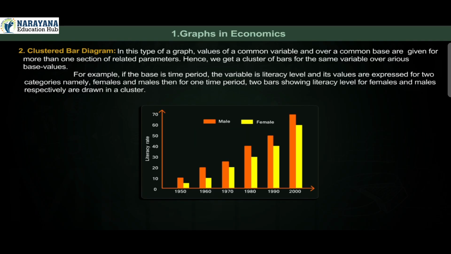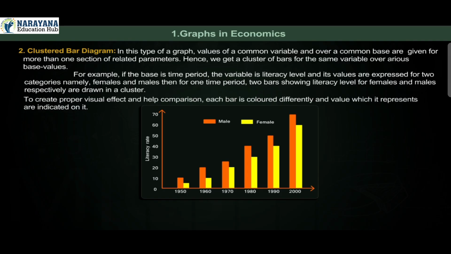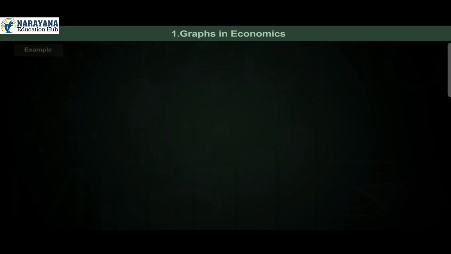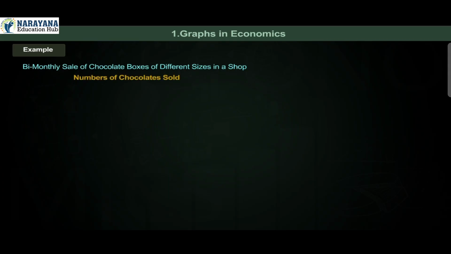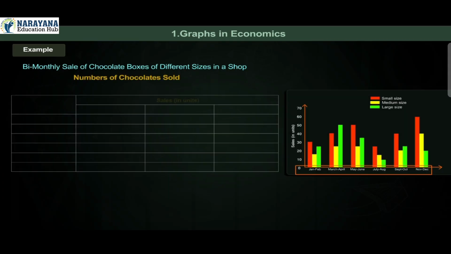Two bars showing literacy level for females and males respectively are drawn in a cluster. To create proper visual effect and help comparison, each bar is colored differently and value which it represents are indicated on it. Example: bi-monthly sale of chocolate boxes of different sizes in a shop. Number of chocolates sold. Sales in units.